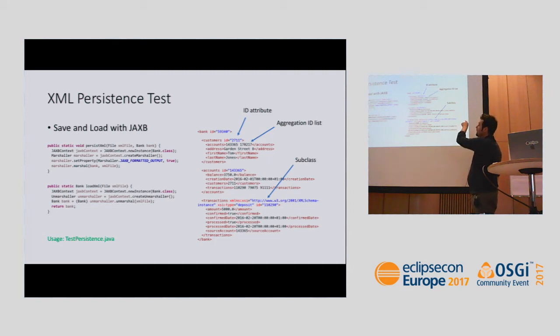So, for example, an ID attribute for the customer, or an aggregation ID list for the accounts. So you see that the accounts are not contained as XML elements, but as a reference to another element, which is actually just below. And so on. On the bottom, you can see subclassing on XML. So with just this annotation, you can save and load your data model to XML.